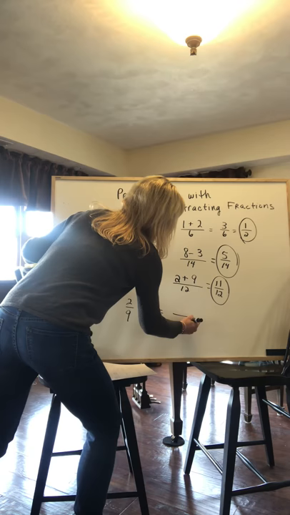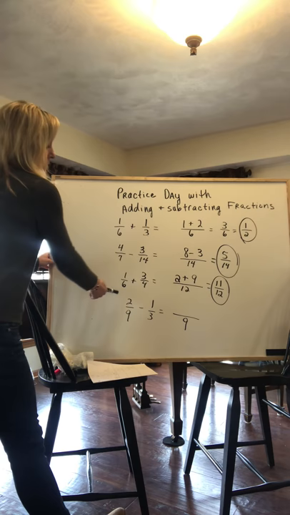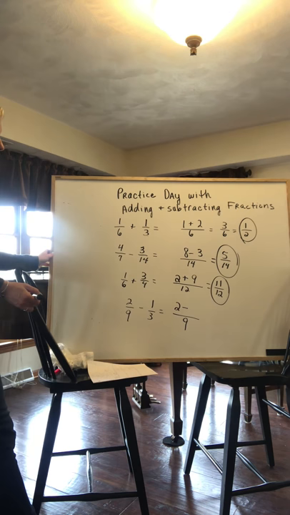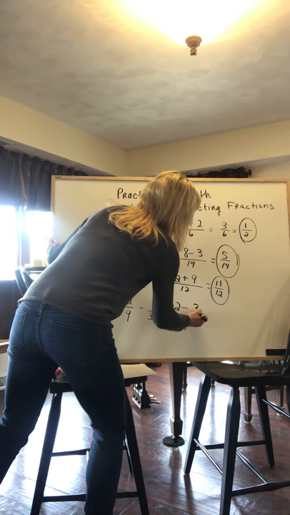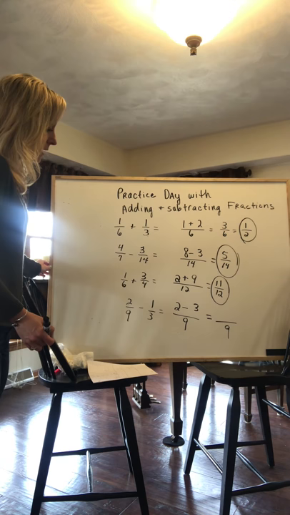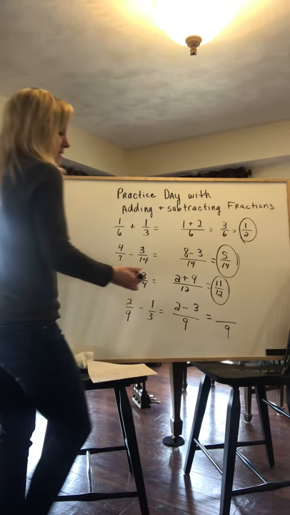What do I multiply 9 by to get 9? 1. 2 times 1 is 2. And then what do I multiply 3 by to get 9? Well, that's 3. 1 times 3 is 3. On the top, my numerator is 2 minus 3. 2 minus 3 is negative 1. And the result is negative 1 ninth.